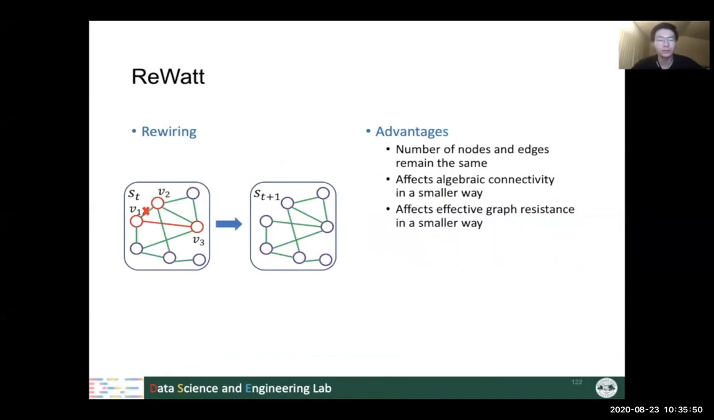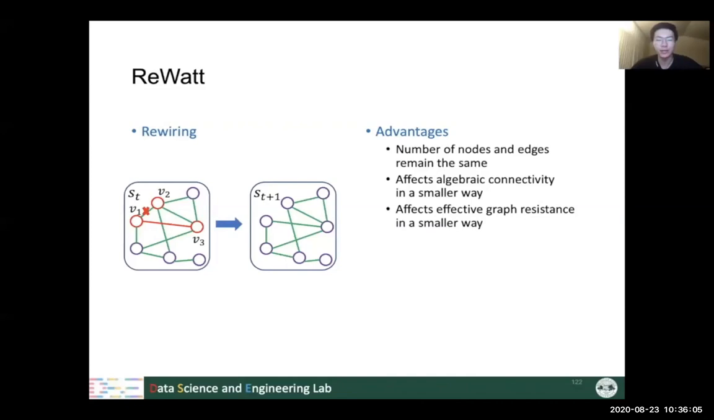Having known that, we can apply rewiring as the single operation during attack. Then the question is how to repeatedly generate the attacks step by step.